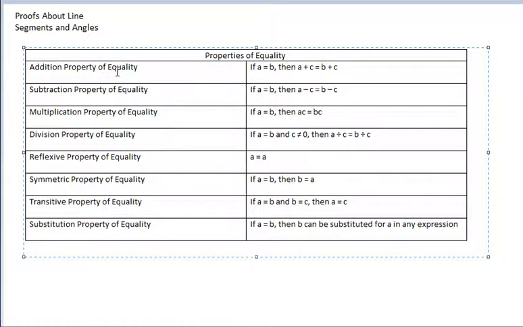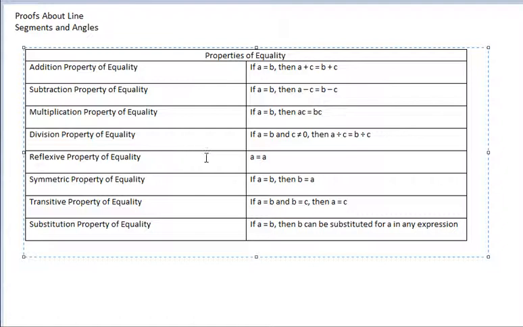We have the addition property, where if A equals B, and if we add the same number on both sides, then those two equations are still going to be equal. So that's the addition property. Subtraction property, same thing. You subtract the same number from both sides and it's still going to be equal. Multiplication, if you multiply both sides by the same number, they're still going to be equal. Division, if you divide both sides by the same number, those will still be equal. So that's the addition, subtraction, multiplication, and division properties of equality.